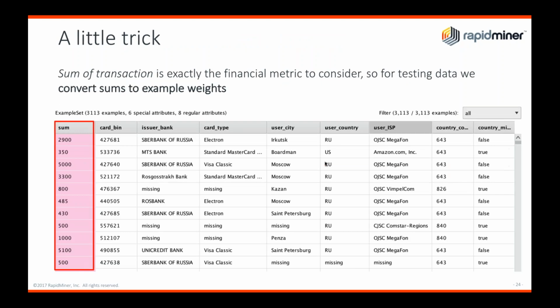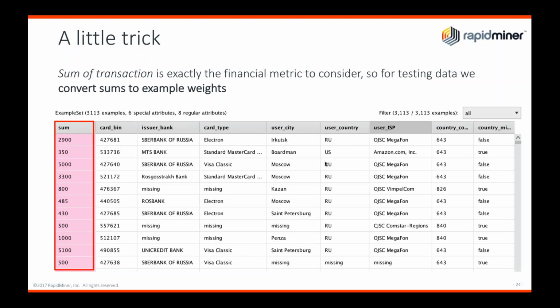As I promised, here is a little trick which can be used to map the performance into business value. Literally, if we speak about a payment transaction, the real cost of each transaction is proportional to its monetary value. So the trick is that we take the sum of the transaction and turn this value into the weight of each example. So each example is assigned a weight which is equal to the sum of the transaction.